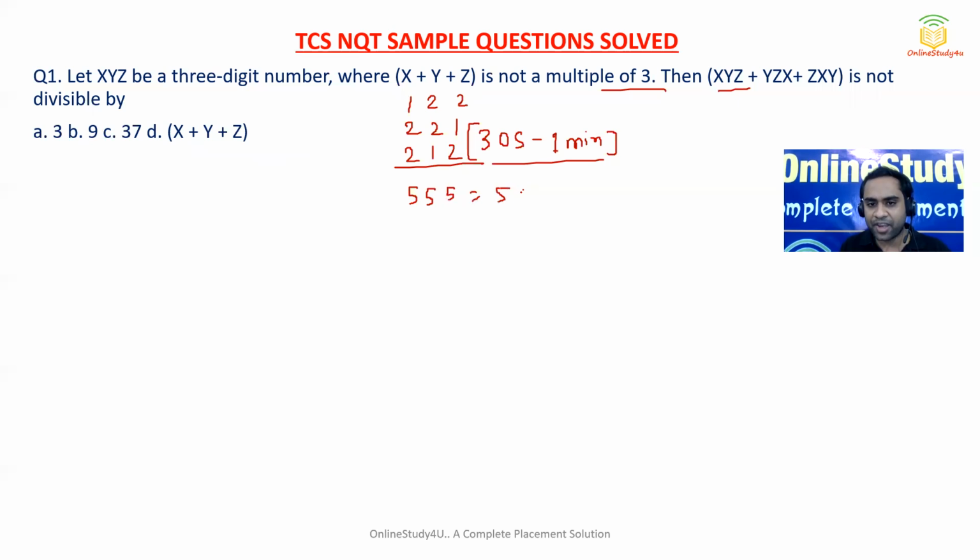So 555 we can write 5 into 3 into 37, right? 5 into triple 1. Now it will be divisible by x plus y plus z. It will be divisible by 3. It will be divisible by 37. So it will not be divisible by 9.